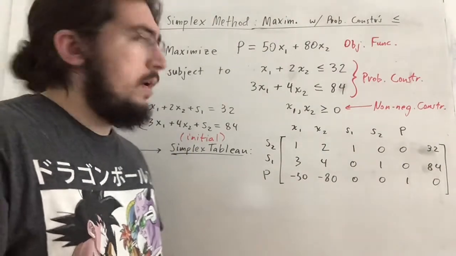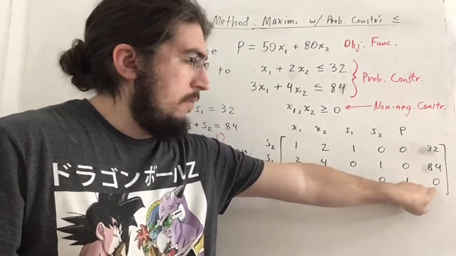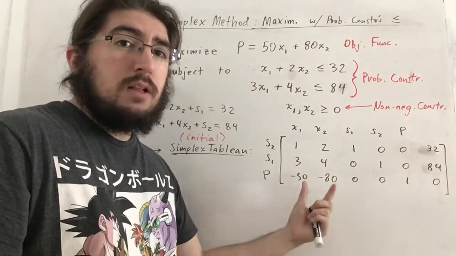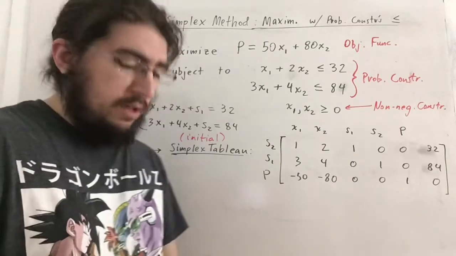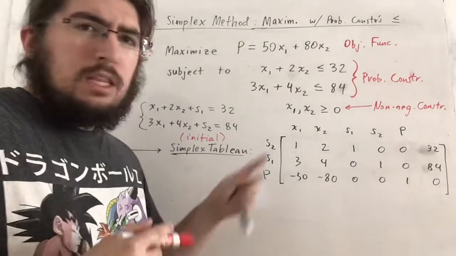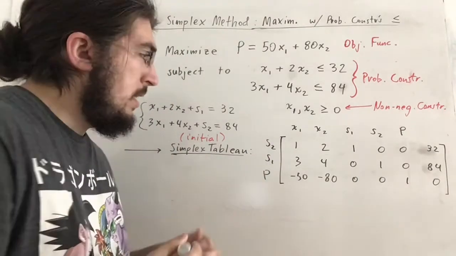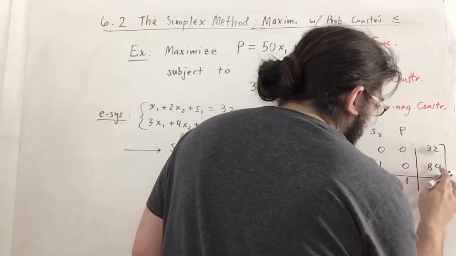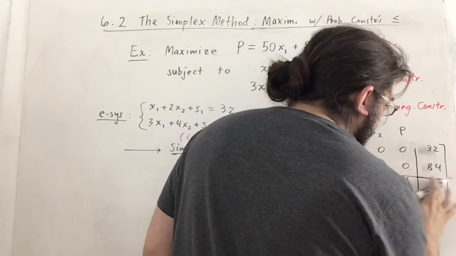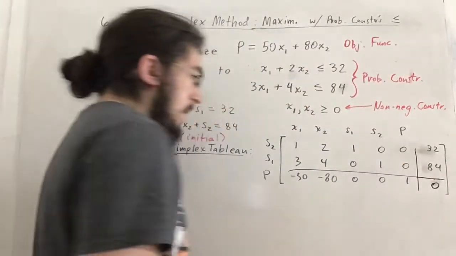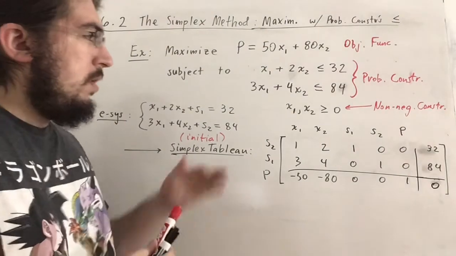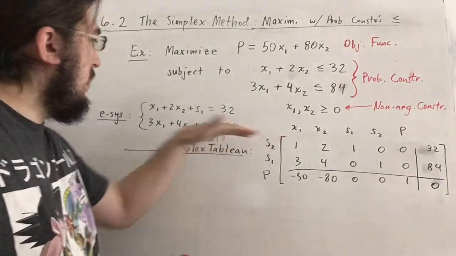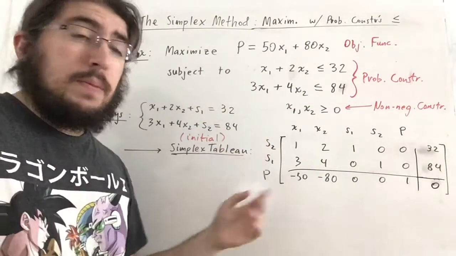Right now p is 0. We're going to find out what x1 and x2 values will correspond to a maximum p value. Let me try to explain how I arrived at this. So first off, usually lines are drawn here and here. Now, the first one I think should be okay, because if you think about it, this is just the same as this, but in augmented matrix form.